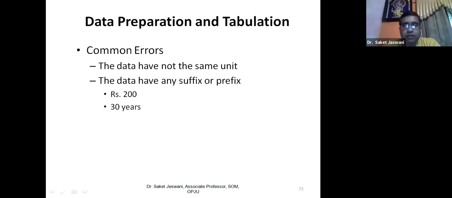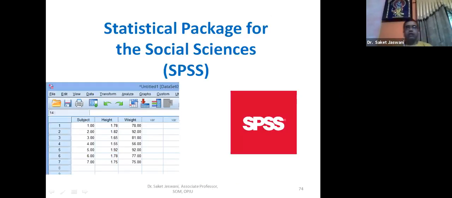There might be prefixes also in the Excel sheet, for example, rupees 200 or 30 years. So you need to remove these prefixes and suffixes. Only figures, only numbers, have to be mentioned in the Excel sheet. Okay, so let's talk about SPSS, the Statistical Package for Social Science. Any doubt till now, anyone? Actually, no doubt. Okay, so SPSS is known as Statistical Package for Social Science.